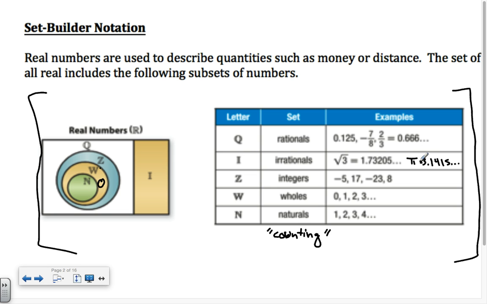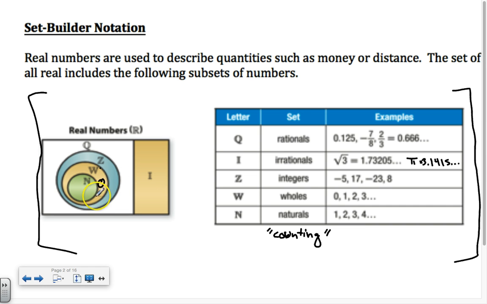3.1415, and it keeps going on forever. Irrational numbers are non-repeating, non-terminating decimals. They're sometimes represented by Greek letters like pi, or other letters like e, a number we'll deal with later in the year. And if you notice in the diagram, they're their own subset. They're not part of any of these other subsets.